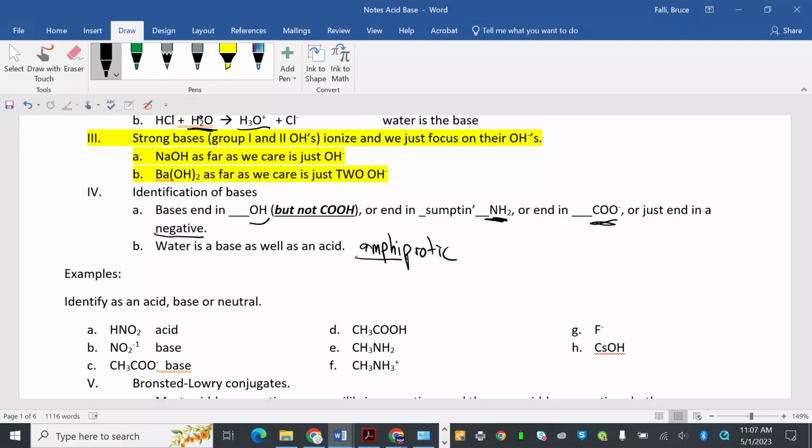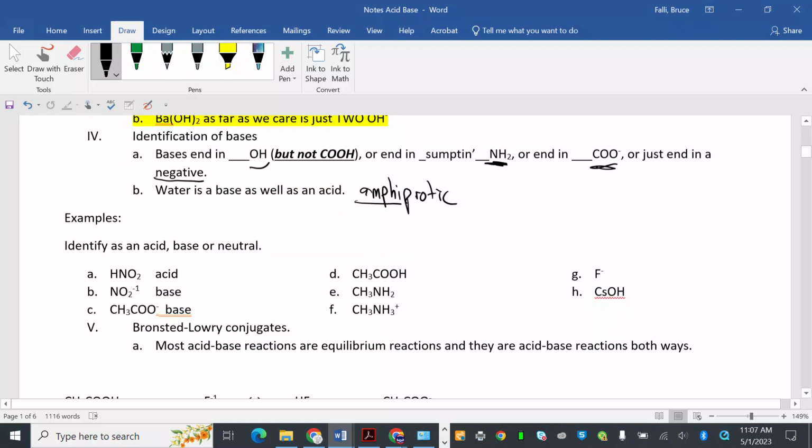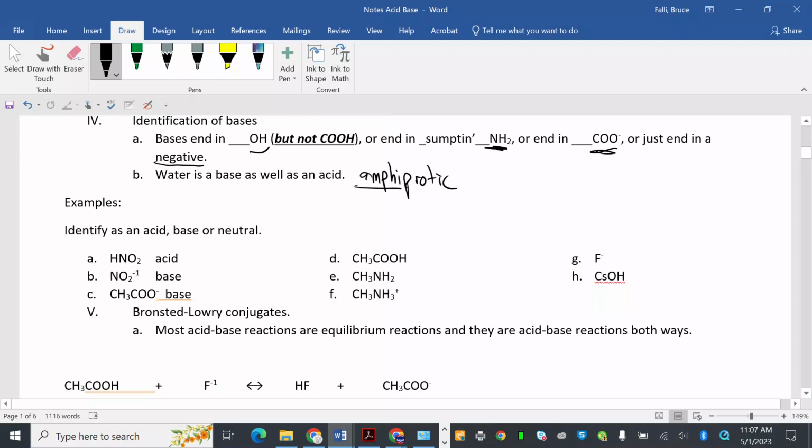Amphi means both. Just like an amphibian is both a fish and a critter. So, okay, and I accidentally have some of these labeled. Identify whether each is an acid, base, or neutral. The only neutral we worry about is water. Okay.